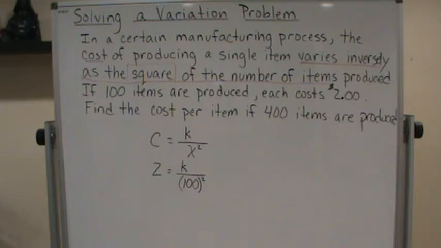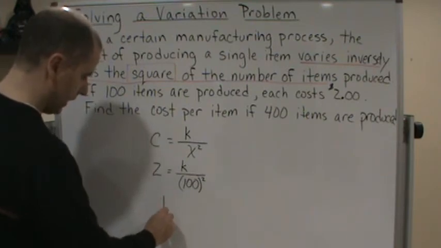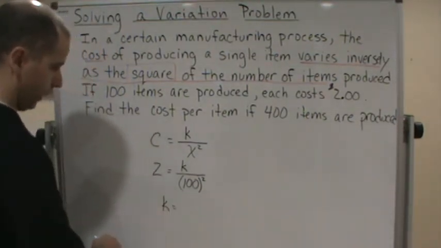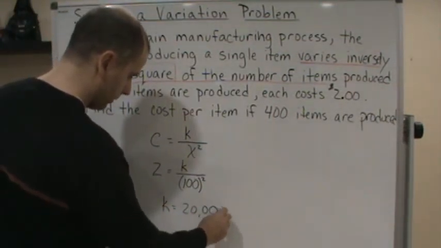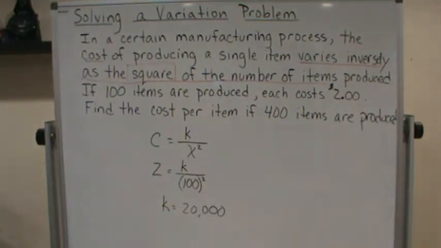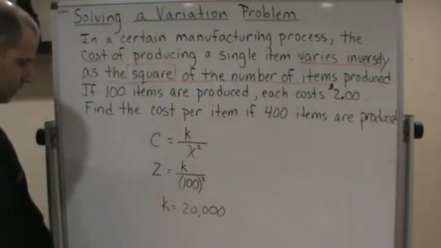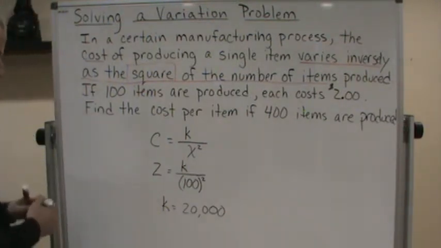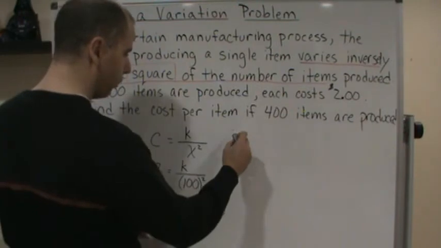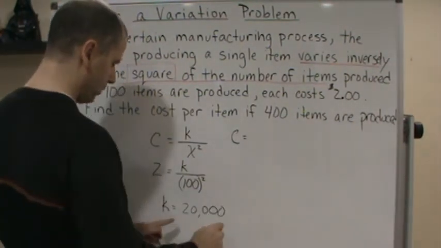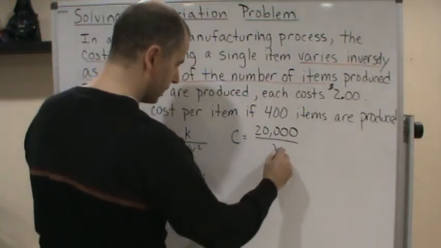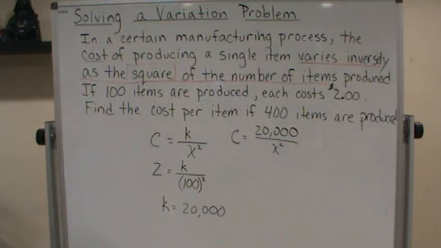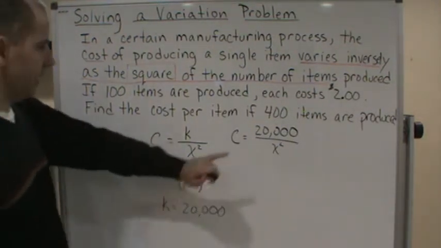So now, in this case, what do we have? K equals what? 10,000 times 2, which is going to be 20,000. Right? So 100 squared is 10,000 times 2 gives us 20,000. So K equals 20,000. And now we're up to step 3 because now we know the cost is equal to 20,000 divided by X squared.